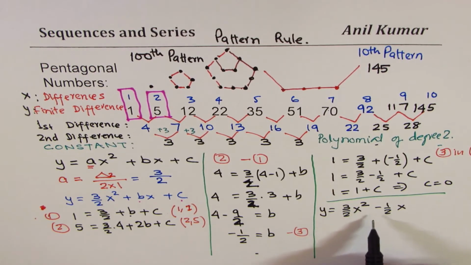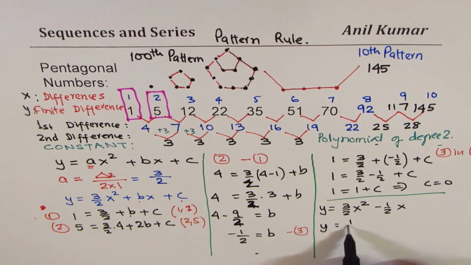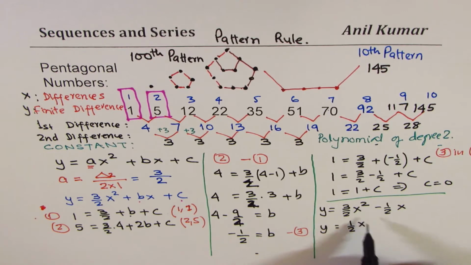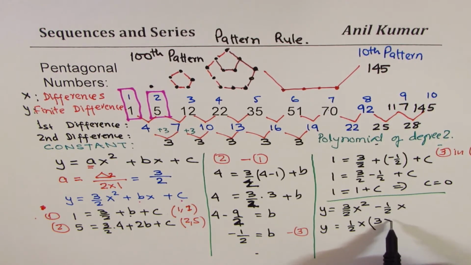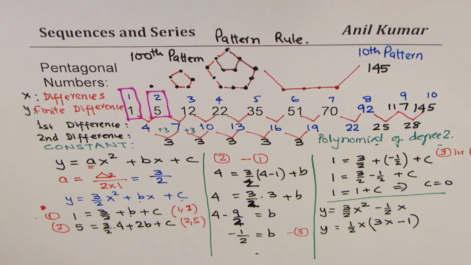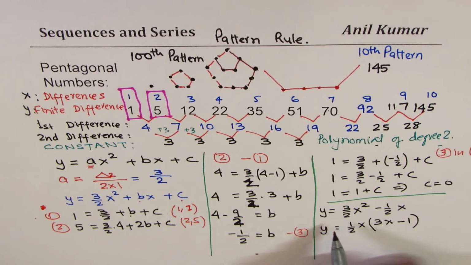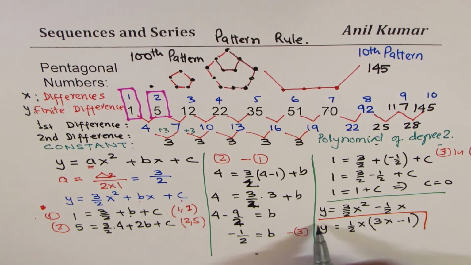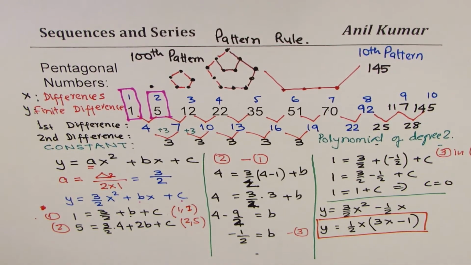You can always take half x common. So you could write this as y equals half x common, right? And if you take that, you get 3 here, so 3x minus 1. So that becomes your general formula for pentagonal numbers. Do you see that formula? That is how you derive it.